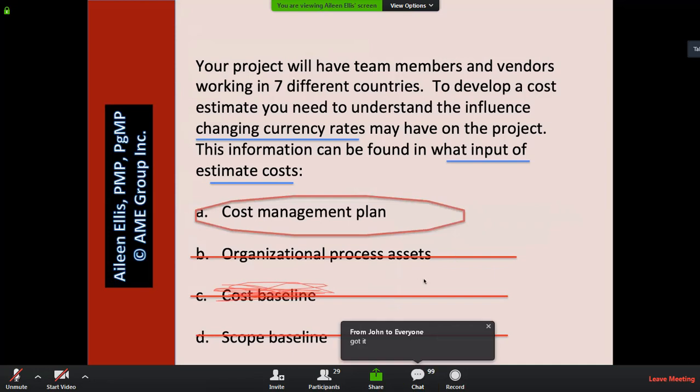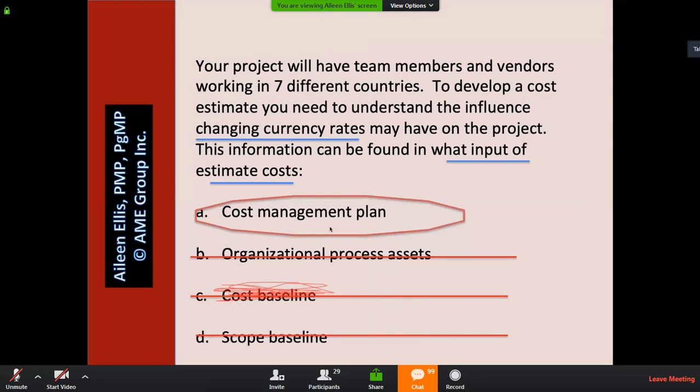rates. When I look at answer B, organizational process assets, answer B is an okay answer, but it's generic. Answer A is much better because it's more specific. We should have already taken what's in the organizational process assets and applied it to this project in the cost management plan.